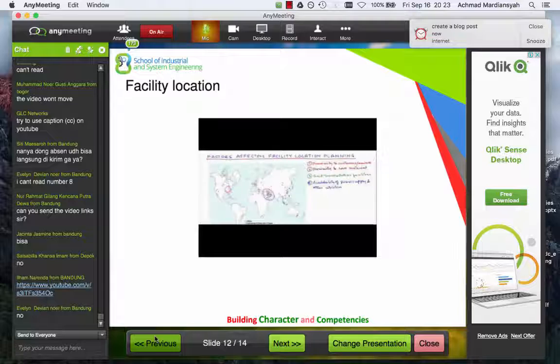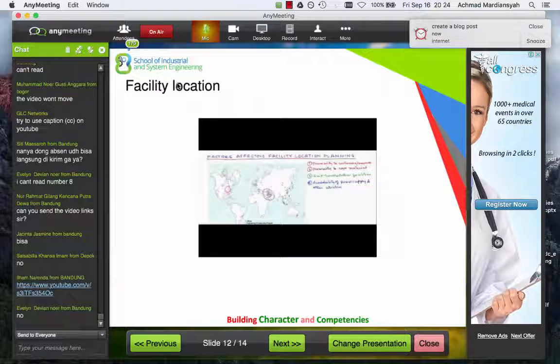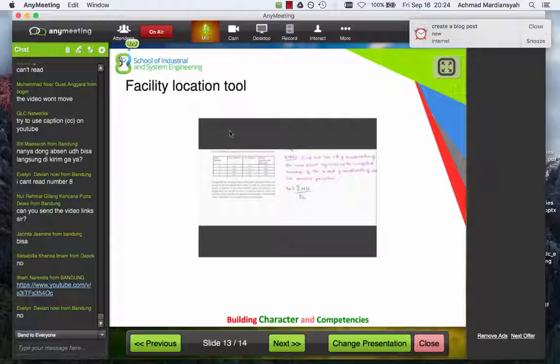Okay, so that was the facility location. So the topic for today is facility planning and then facility location. So at least the first thing is you need to determine the location first, which city, which area you want to build your factory, and then after that you need to design the internal layout inside. It can be office layout, production layout, manufacturing layout, anything internal.